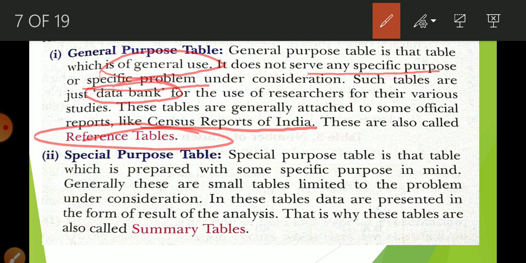Now specific purpose: when data are collected for a special purpose and tabulated, then it is a specific purpose table. When prepared with a specific purpose, it is known as a specific purpose table. Like your class timetable, school timetable, teacher timetable, your own timetable, home timetable, your mark slip. So these are special purpose tables. It is also known as a summary table.